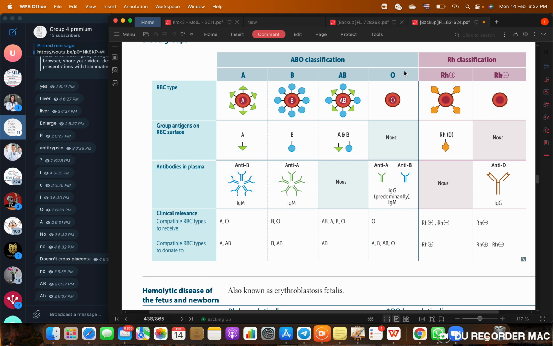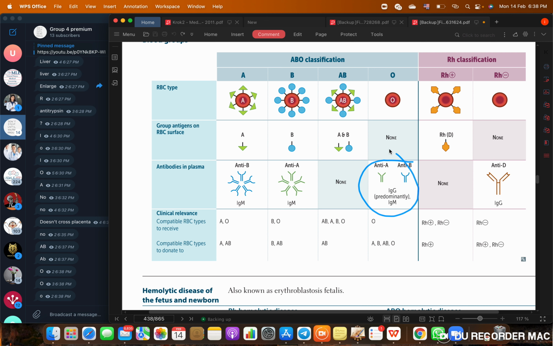Okay? Who cannot donate the plasma to anybody? Absolutely correct. Blood group O because he has both anti-A and anti-B. Take a look here. So blood group O has no antigen on the surface. Excellent, no antigens, but he has anti-A and anti-B. So he has IgG predominantly and IgM.